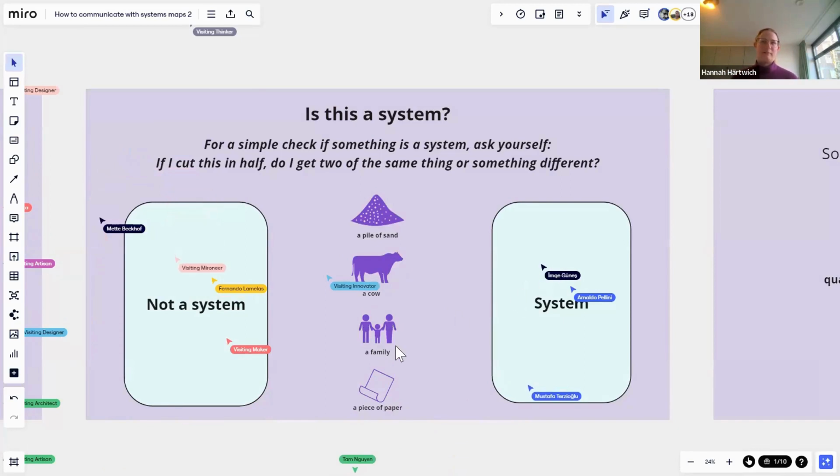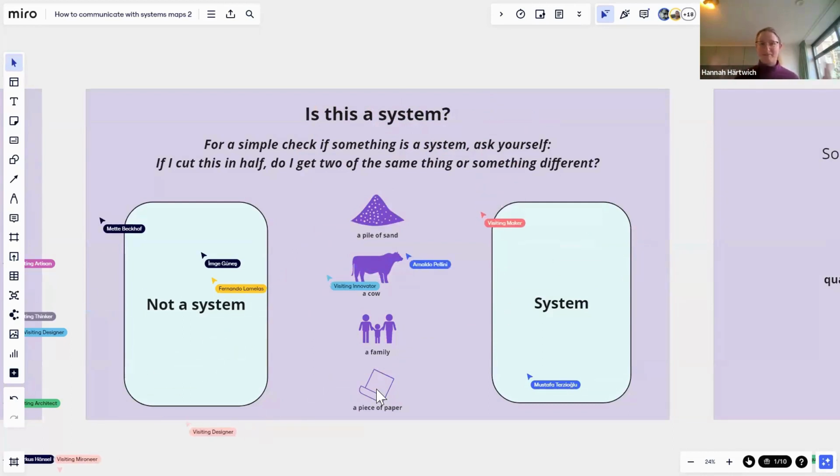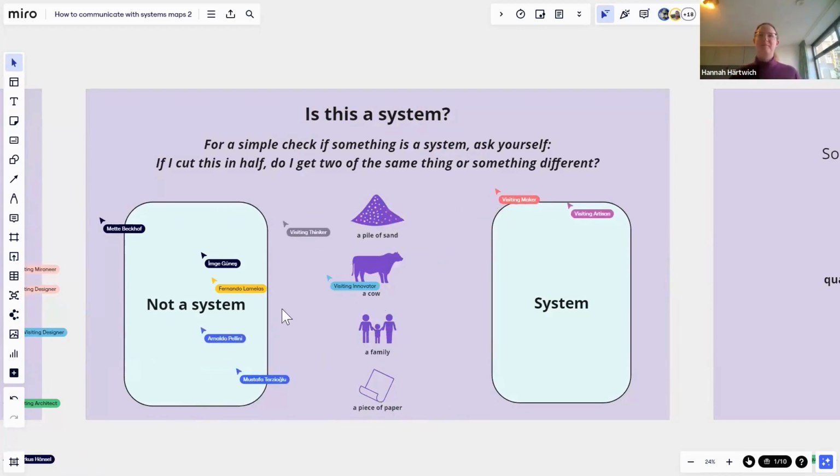Equally, you can also think about a family. If you split up that family, it will not have the same behavior anymore. But again, if you just look at a piece of paper, you rip a piece of paper in half, now you have two pieces of paper that you can still use in a very similar way.